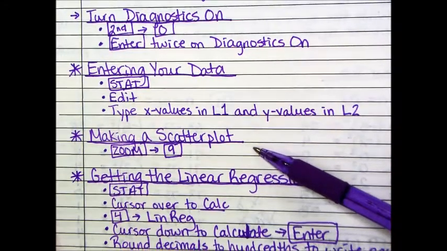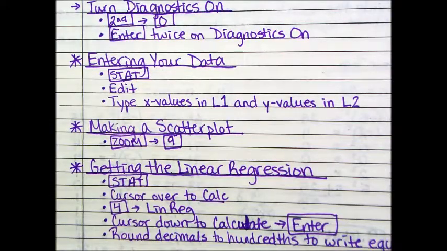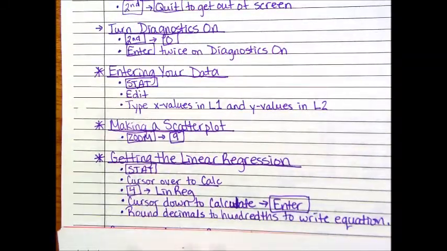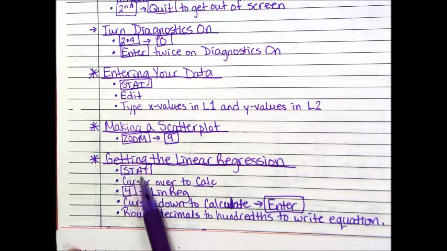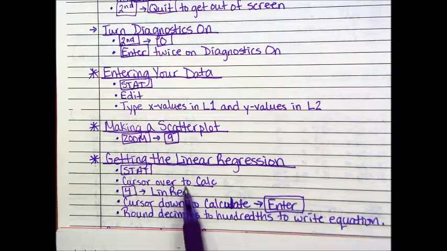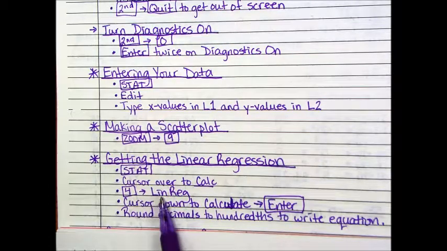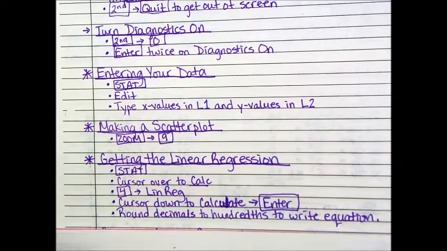And then instead of you by hand trying to draw a line through the scatter plot that you think looks good, your calculator is going to give you the linear regression. So here's the steps for linear regression. You hit stat. And instead of edit, you cursor over to the word calc, and you choose option 4 that says linreg, which is like an abbreviation for linear regression. And then you cursor down to the word calculate and hit enter, and you will get quite the decimal. You're going to round your decimals to the hundredths place. So that's 2 decimal places to write your equation.